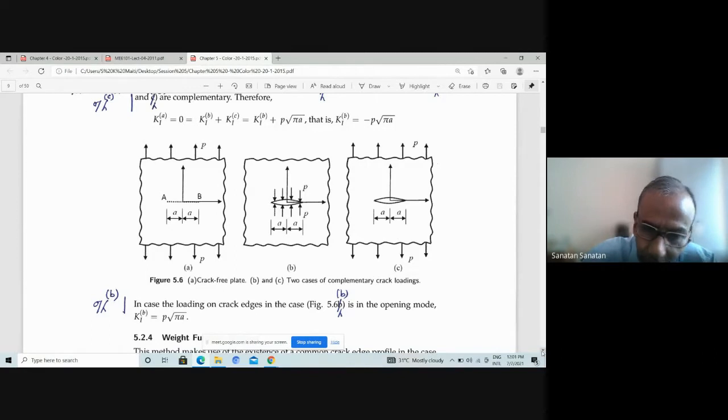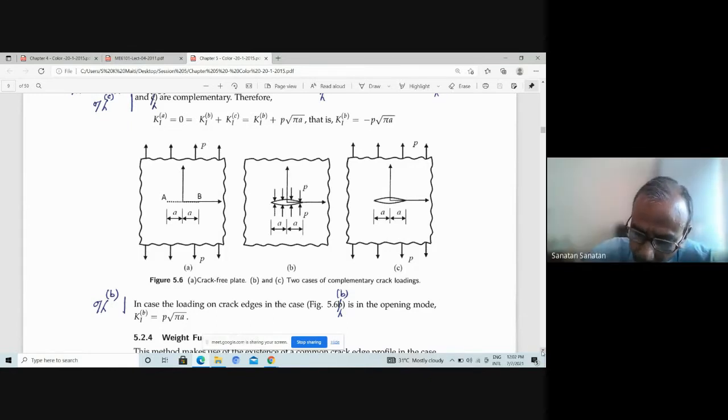For this case, the solution is obvious. There is no SIF, and now this case can be considered to be a combination of these two problems, where in one case the loading is trying to close the crack, and in another case the remote loading is trying to open the crack. So if I superpose these two problems, it gives me this problem. This is trying to open the crack with P loading, and here it is trying to close.